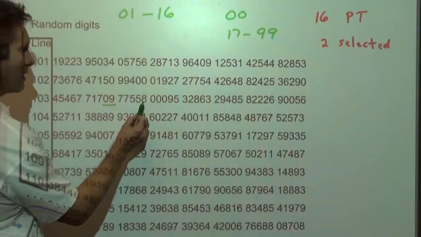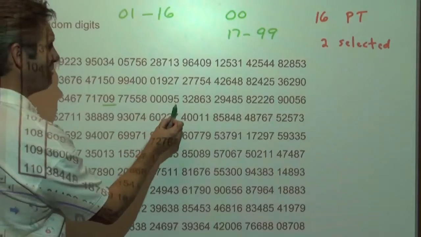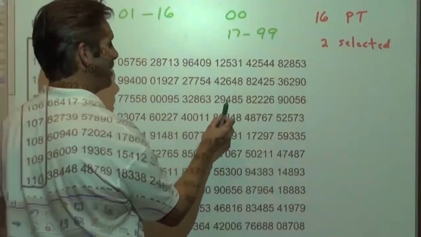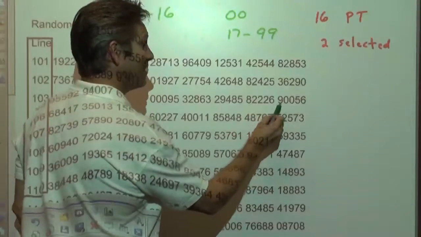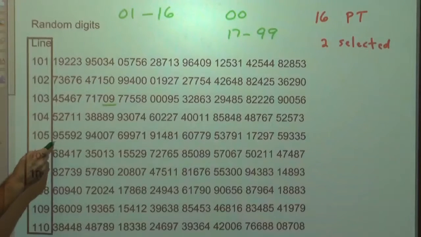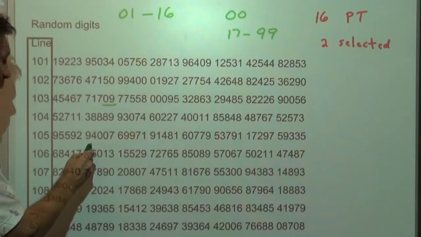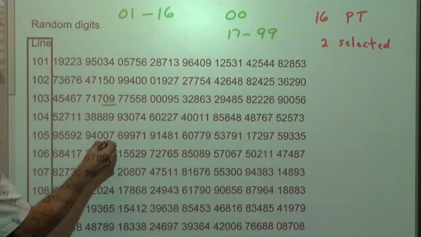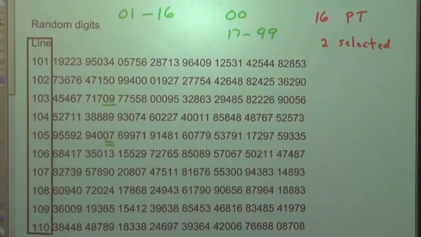77, too big, too big, too big, 00 again. Dang. 95, 32, 86, 32, 94, 85, 82, 22, 69, 00, 56. And then we come down to, where are we? Down to this line down here: 95, 59, 29, 04, 29, 40, and 07. There we go. Finally, person 7 and person 9, they're the ones that are selected.